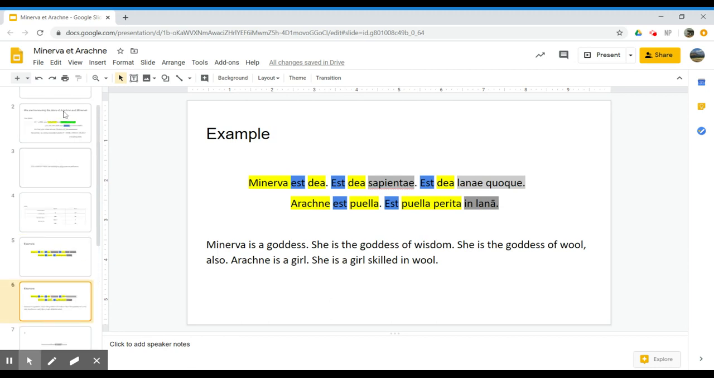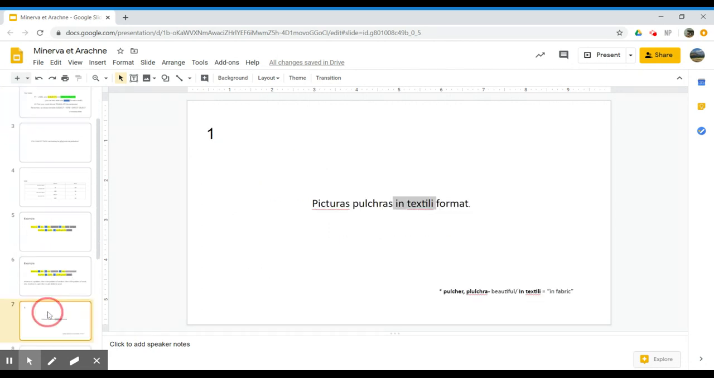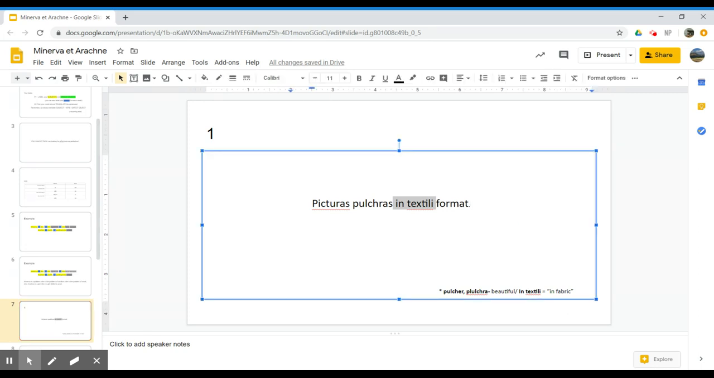If you're shouting verb at your screen, you're right. Verbs are extra credit to highlight, but if you wanted to, you can go ahead and highlight that blue. And that T ending also shows us what our subject is. It's a he, she, or it word, right? And because Minerva is a girl and Arachne is a girl, I'm going to assume the subject of this word is she. Format. Take a look on your vocab list.